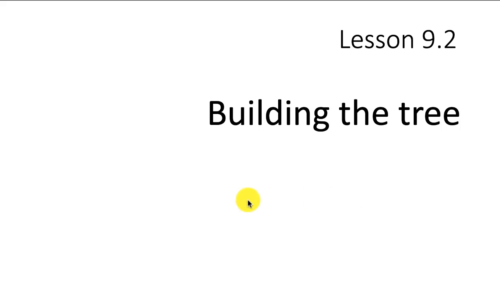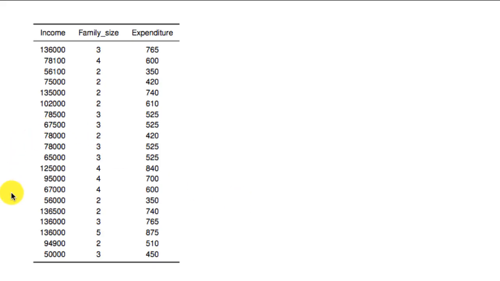Let us now look at the process by which we build regression trees. Of course, when I say we build regression trees, I'm actually talking about how a computer-based algorithm would be building regression trees. But again, it's useful to understand that process so that you can interpret the results correctly. Okay, so we are back to our data set with income, family size, and expenditures.